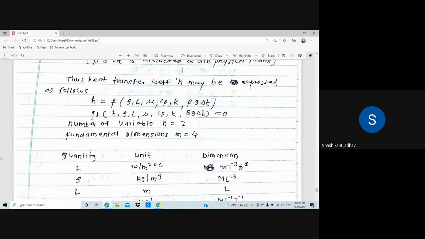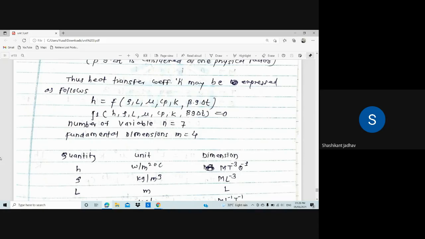H is a function of what? H is a function of density, length, dynamic viscosity, specific heat, thermal conductivity, and that factor, beta g delta T. We take all the terms into one single bracket. Therefore, F1 of h, rho, L, mu, Cp, K, beta g delta T is equal to 0. By using this Buckingham's pi method, we solve the equation for natural convection.